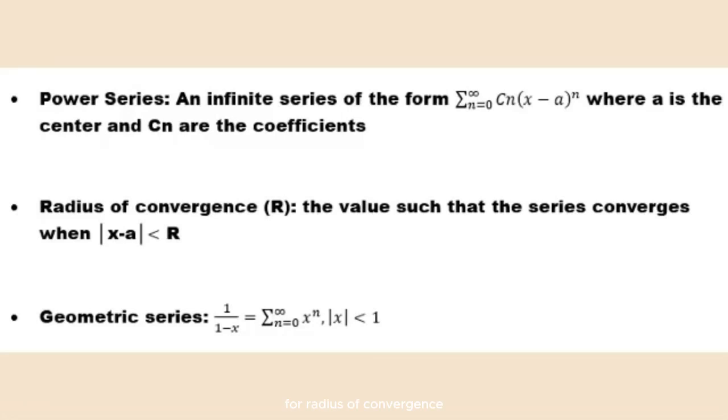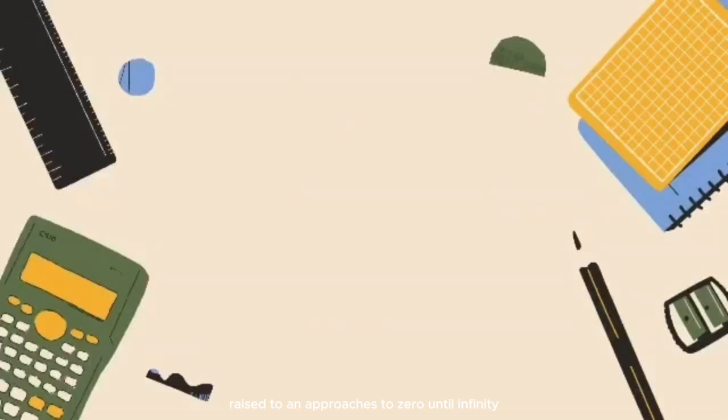The radius of convergence is the value R such that the series converges when the absolute value of x - a is less than R. And the geometric series is the function 1/(1 - x), which is equal to the summation of x^n, n from 0 to infinity, wherein the absolute value of x is less than 1.